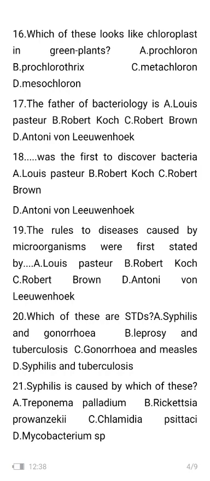Number 20. Which of these are STDs? A. Syphilis and gonorrhea, B. Leprosy and tuberculosis, C. Gonorrhea and measles, D. Syphilis and tuberculosis. The answer is syphilis and gonorrhea. Syphilis is caused by a bacterium called Treponema pallidum. Gonorrhea is caused by a bacterium called Neisseria gonorrhoeae. All of these bacteria are gram-negative bacteria.